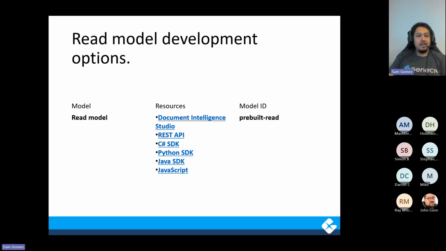There's a C# SDK, a Python SDK, a Java SDK, and a JavaScript SDK as well for some of these APIs. Now, when you're calling these APIs, you need to provide a model ID that specifies which model you're trying to reach or which model you're trying to use. So for example, for this read API, the model ID that you need to pass as a parameter is prebuilt-read, and we're going to look at that in a demo as well.